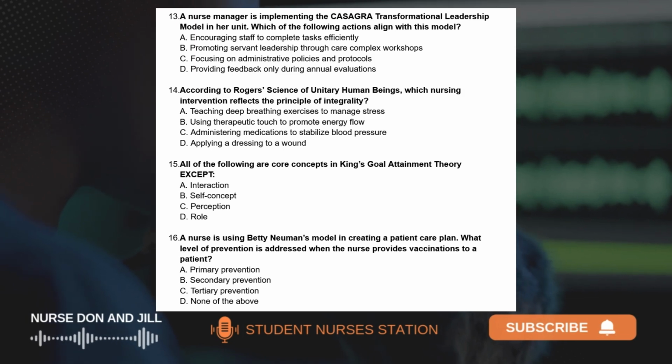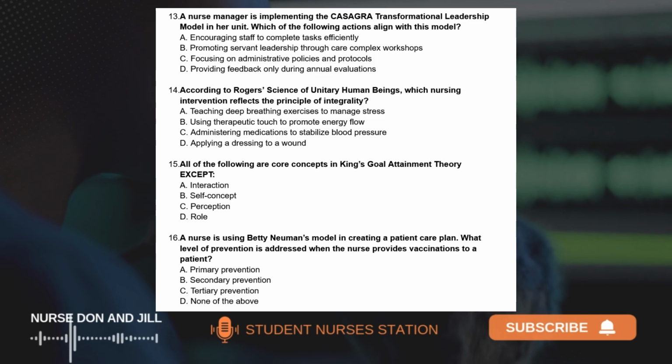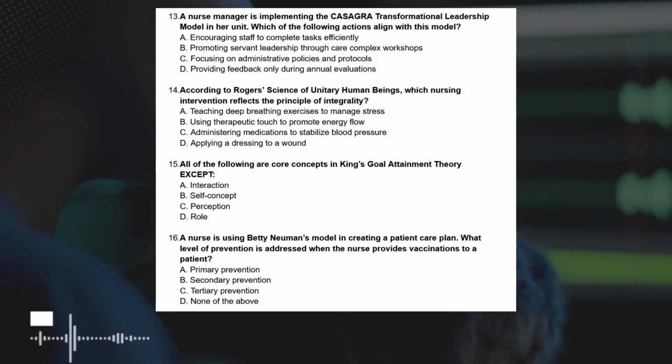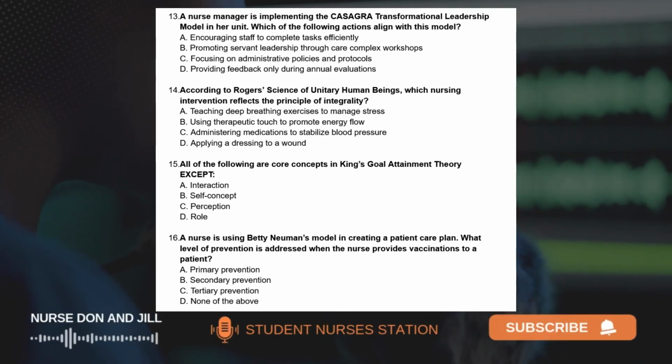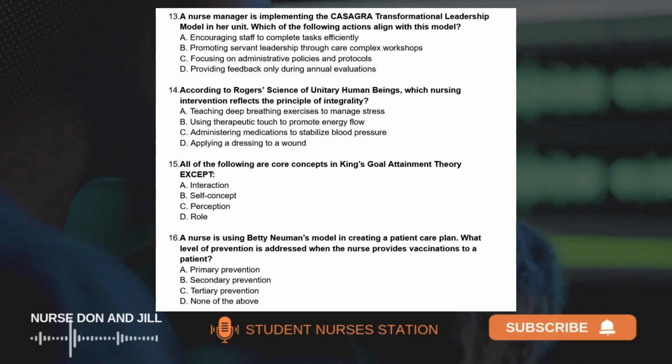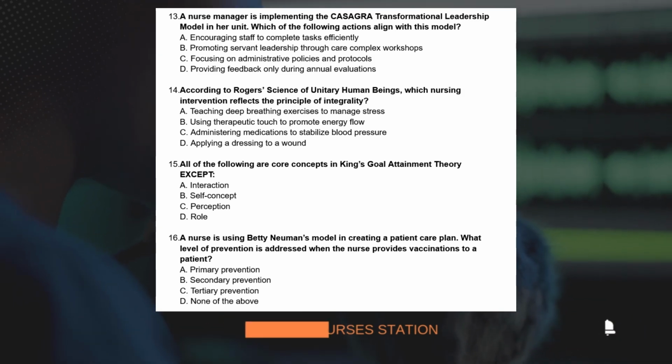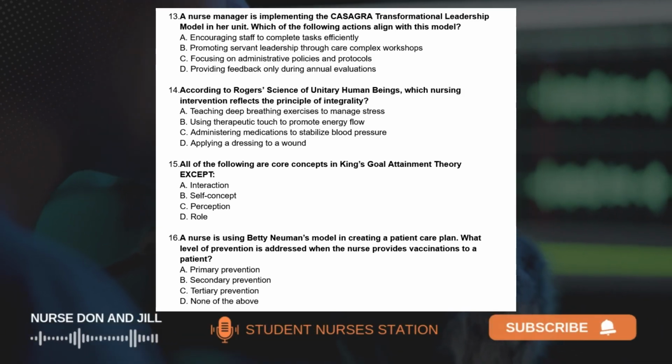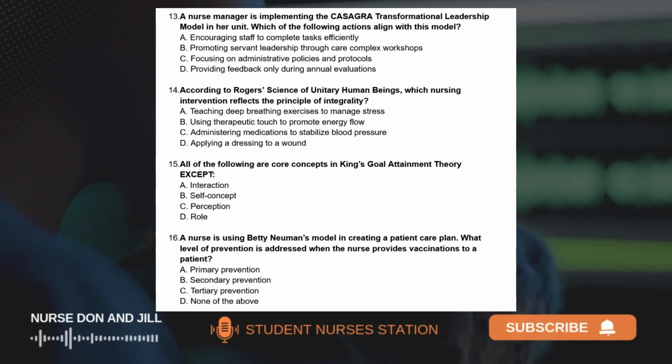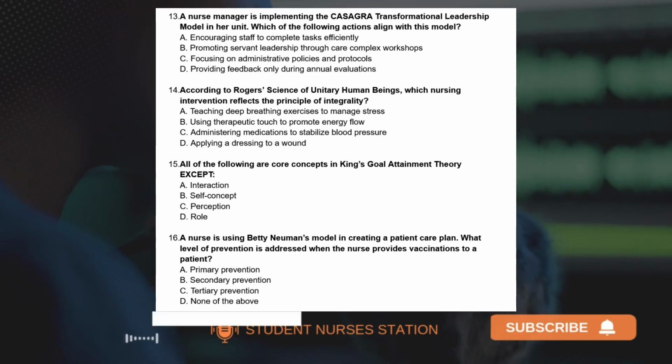All of the following are core concepts in King's goal attainment theory, except... Okay, this one is a little tricky. We have to find the concept that doesn't belong in King's theory. All right, well, King's theory is all about setting goals with the patient and working together to reach them. Exactly, it's very patient-centered. So looking at the options, I think the one that doesn't fit with King's focus on teamwork and action is B, self-concept. While self-concept is definitely important in healthcare, it's not the main idea in King's theory.